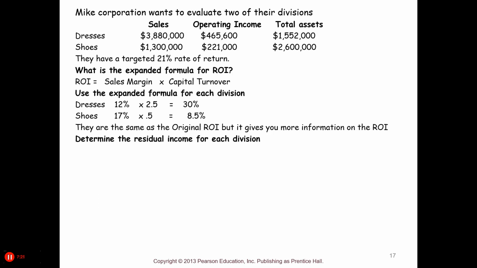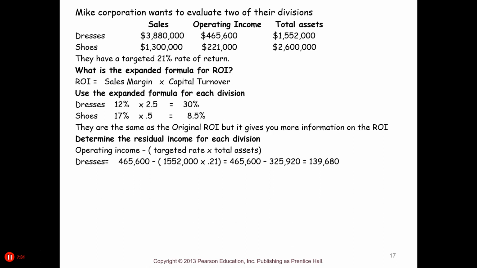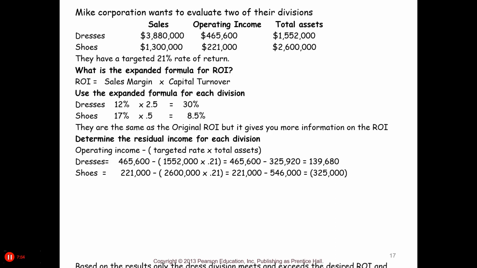Now let's look at the residual income. We have operating income minus targeted rate times total assets, and our targeted rate is 21%. So for dresses, we're going to take their assets times 21% minus their operating income, and that tells them they're in excess of 139,680, which is really good. But shoes, no, they're not good at all. They're not even meeting the minimum, which we can always tell based on that rate of return they're showing.